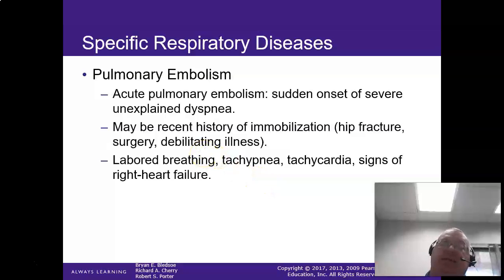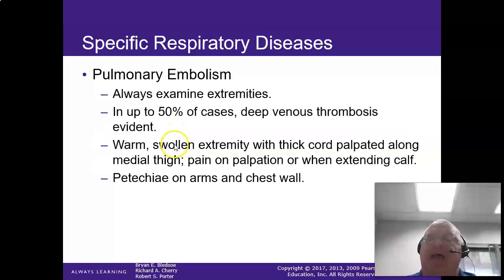They got labored breathing, tachypnea, tachycardia. They got signs of right heart failure. But again, the story doesn't match with these folks, okay? Usually in 50% of the cases, by the way, they have a deep vein thrombosis, okay? So what's happened is they were immobile. They quit moving around. A thrombus formed in the deep veins of the legs. They traveled up to the heart, went through the heart, got into the pulmonary arteries, okay?